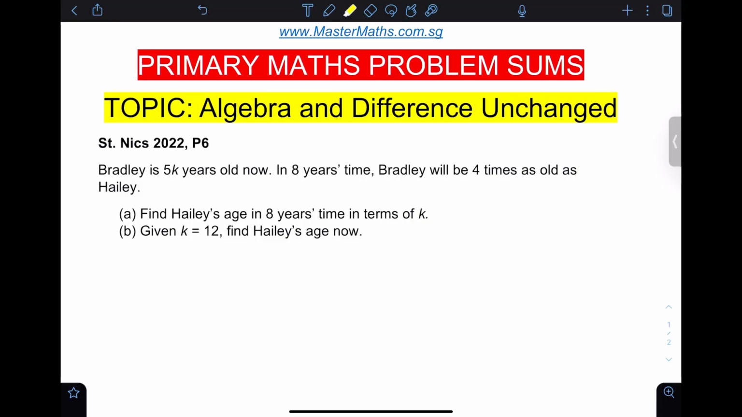Alright friends, we have a question on algebra and it's related to age questions. It's adapted from St. Nicholas 2022 primary 6 paper.